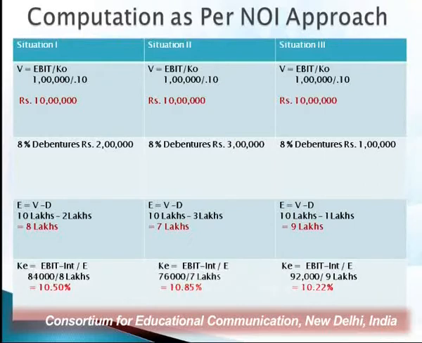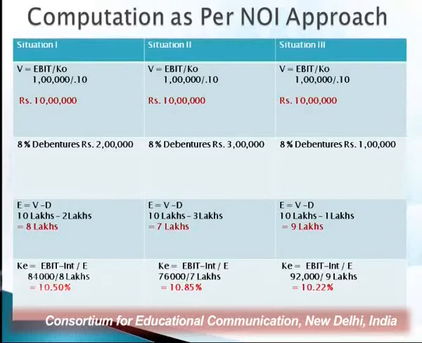So if you do the calculation in situation number 2 or 3, in all situations your value of firm is supposed to remain the same, right? So in situation number 1, the value of firm comes to be 10 lakh rupees, and if you look at the other columns also, the same is the value of firm. The same formula we have copied and pasted. Value is equal to EBIT divided by KO, that is 1 lakh by 10%, which is equal to rupees 10 lakh. So in all three situations the value of firm remains the same. Now we are coming back to the first column.